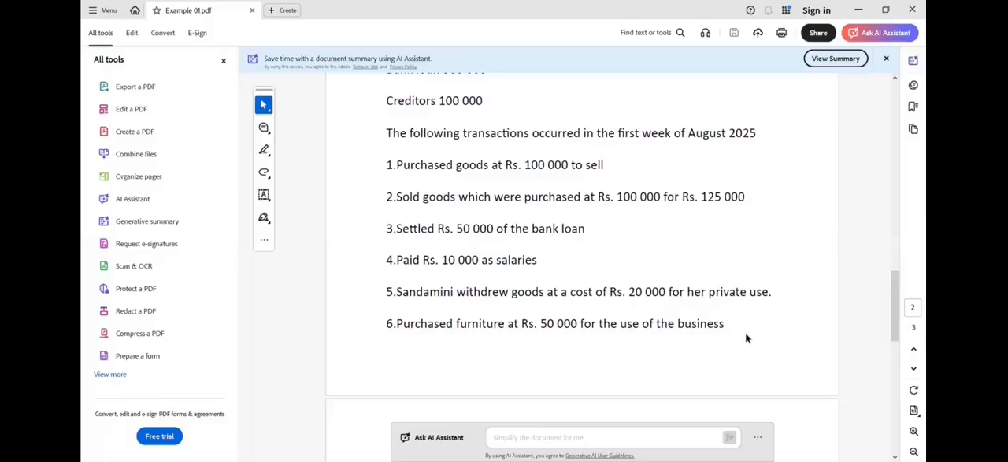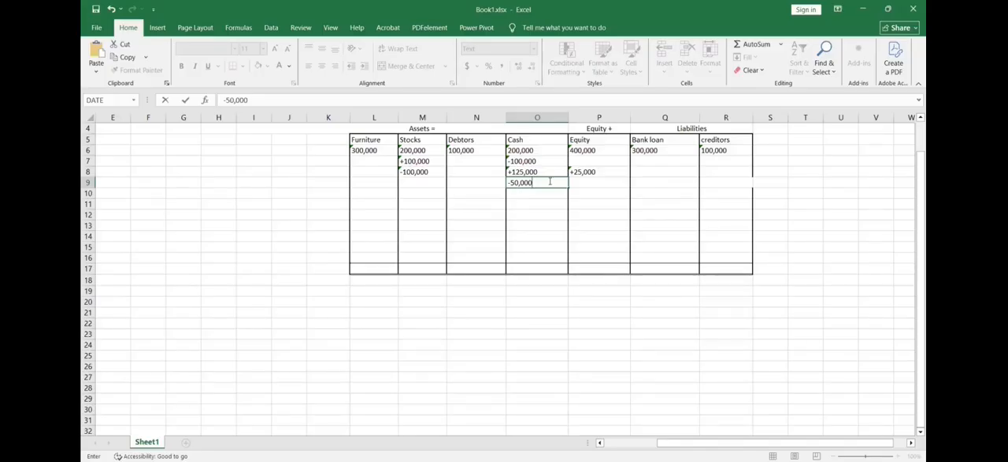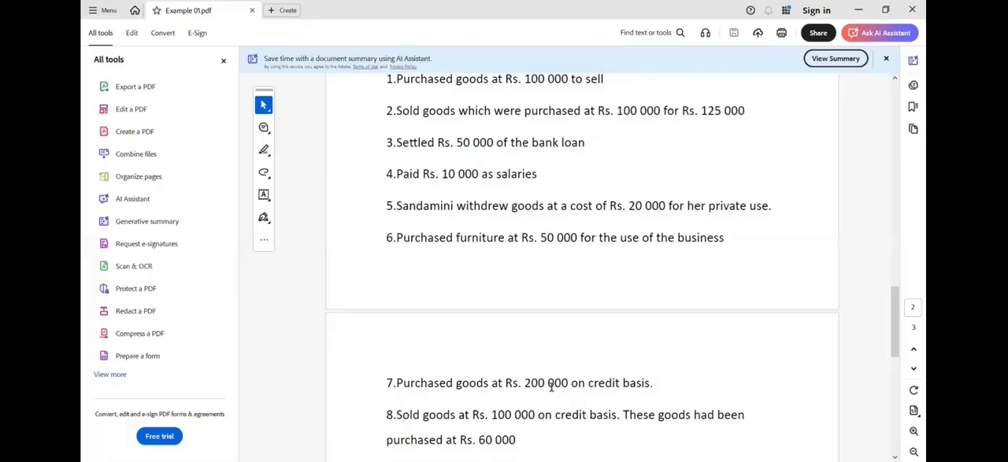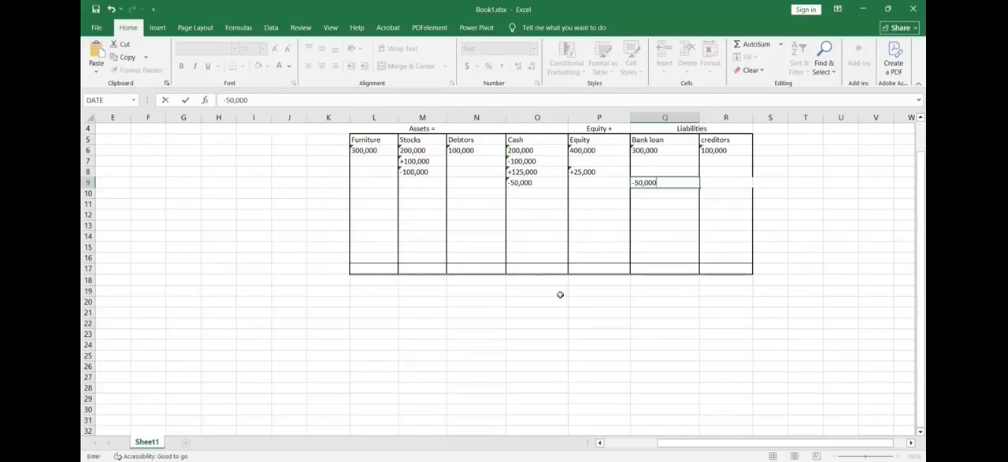The third one, settle 50,000 of the bank loan. We should take cash out minus 50,000 and liabilities will be decreased by 50,000. And the bank loan will be decreased by 50,000. Paid 10,000 rupees as salaries. Now we take 10,000 from our drawer. It is an expense, so equity should be decreased by 10,000.